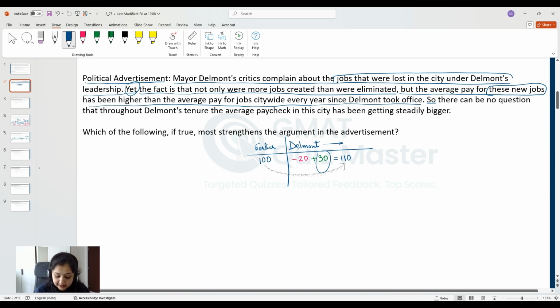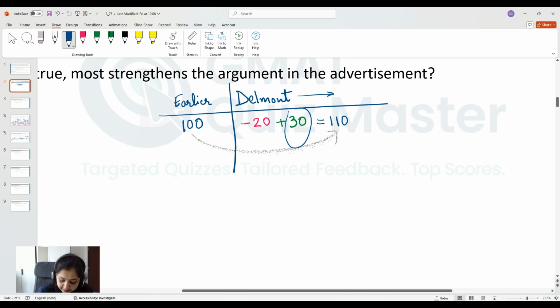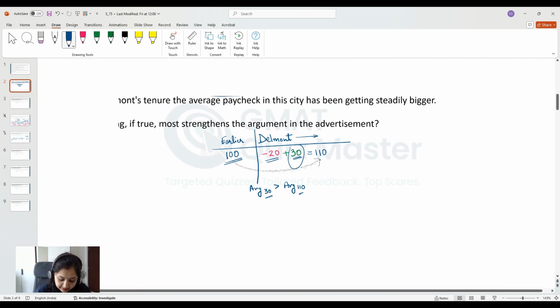So, what is this comparison? Let's understand with the help of this example only. The average for these 30 jobs, the new jobs that have been created, is greater than the average of all the other jobs that are existing, which is 110, which is the jobs that existed earlier minus the jobs that were lost plus the jobs that were created. So this average of these 30 new jobs is greater than the average of all these 110 jobs. All right. So let's read further now.